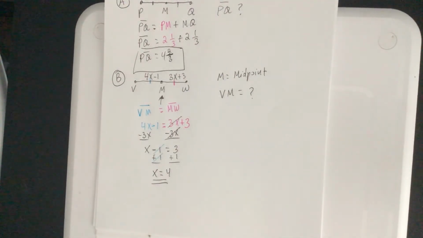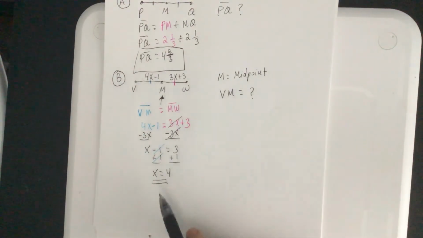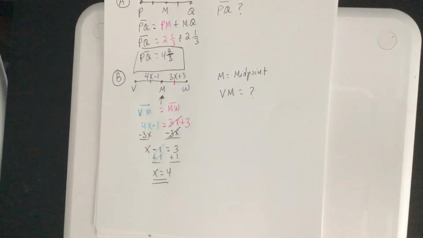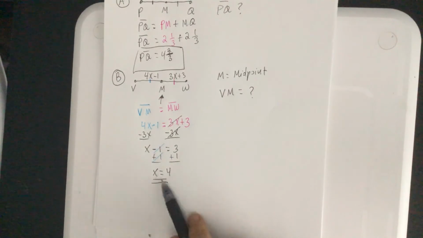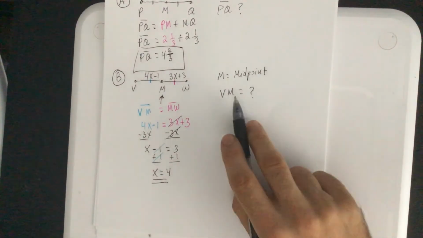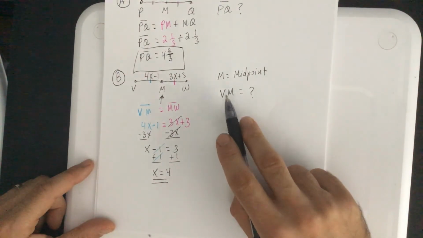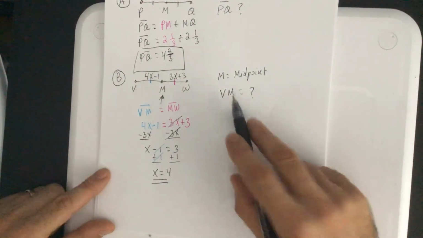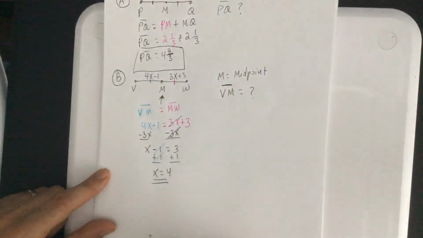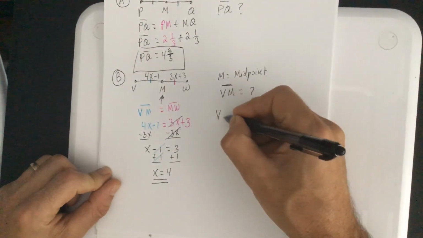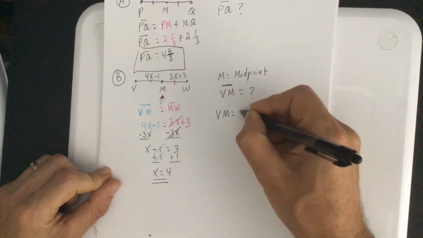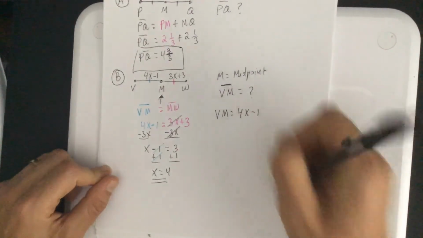Now, that is not the answer. They're asking for VM. This is what you need to get VM. We know that x is 4. And now we gotta find out what is the value or the measurement of segment VM. Now, we know that VM is equal to 4x minus 1.